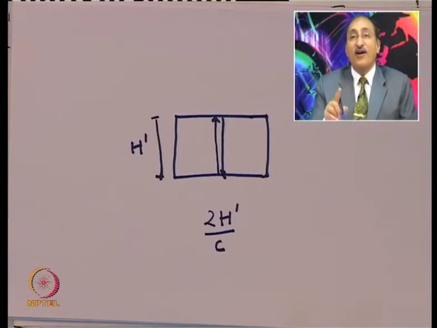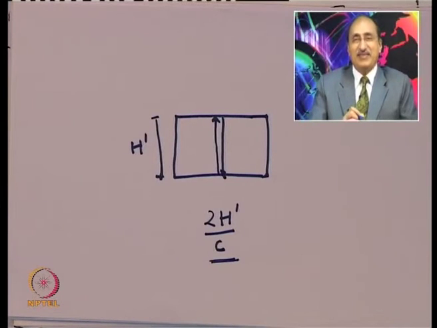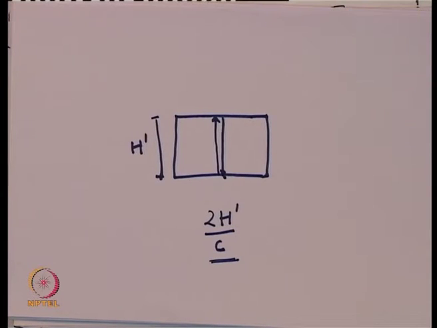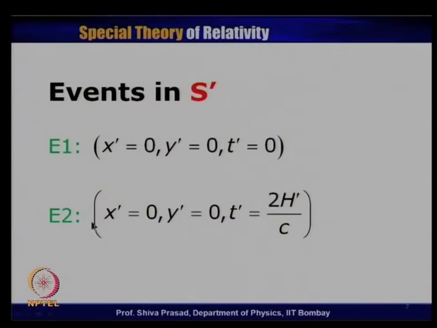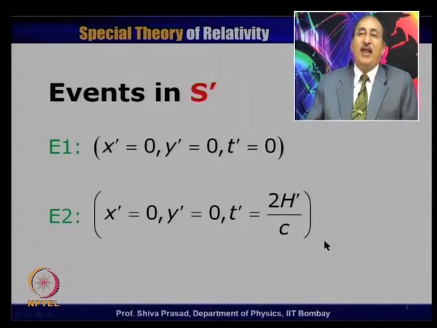But the second event occurred later than the first event, because light took a finite amount of time to go up and come down. So, the second event must have occurred at a time 2h prime divided by c. So, this is what I have written here in this particular transparency, that for event number 2, x prime is equal to 0, y prime is equal to 0, because the event does occur at the origin, and it occurs at time t prime is equal to 2h prime divided by c. So, these are the coordinates of the event as seen in S prime frame of reference.